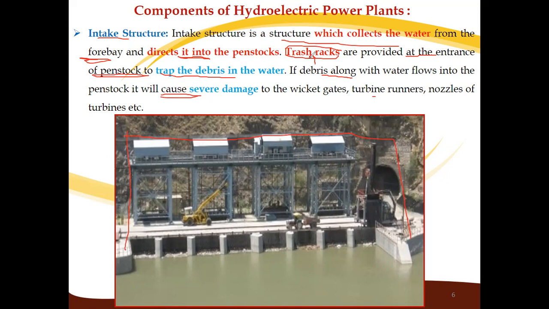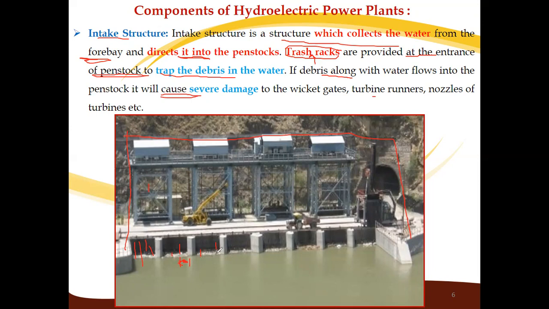Generally these trash racks are made up of steel rods. Like this, these are the steel rods. This is the intake structure. There are a number of steel rods, arranged with a gap of 10 centimeters to 30 centimeters between two steel rods. It may be 10 centimeters or 30 centimeters.